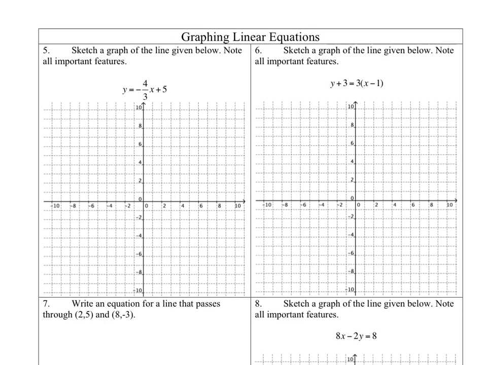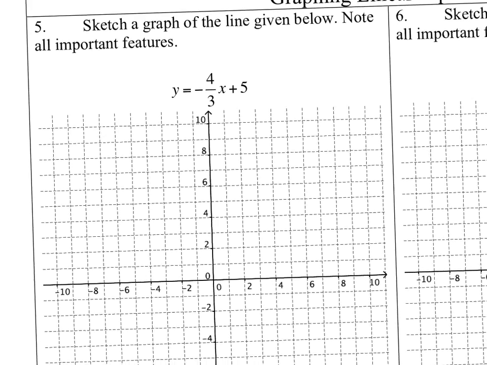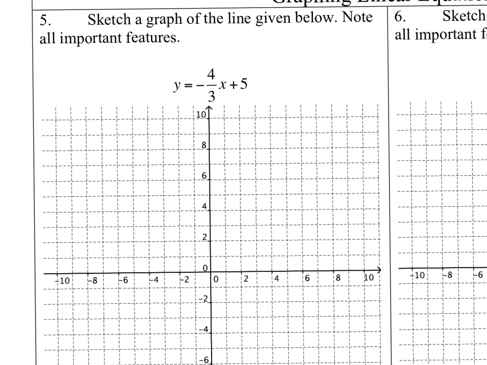For number 5, I need to sketch a graph and note important features. In general, when we talk about noting important features, we're talking about the x-intercept and the y-intercept for a line. I noticed that this is mx plus b, and because of that, I can use my y-intercept very quickly. 0, 5, and I've noted my y-intercept.